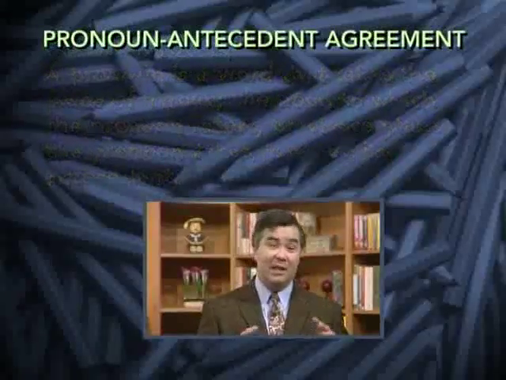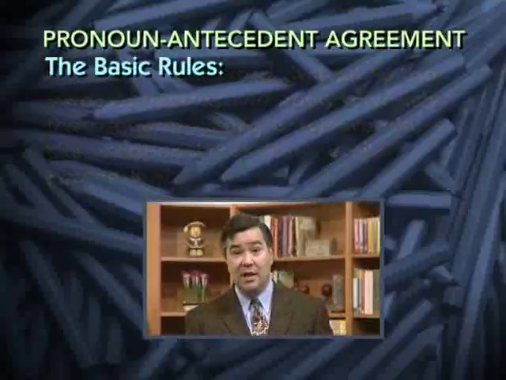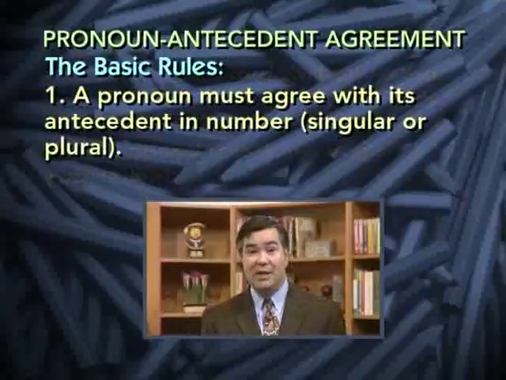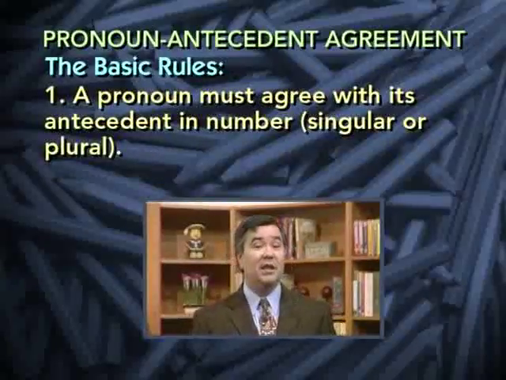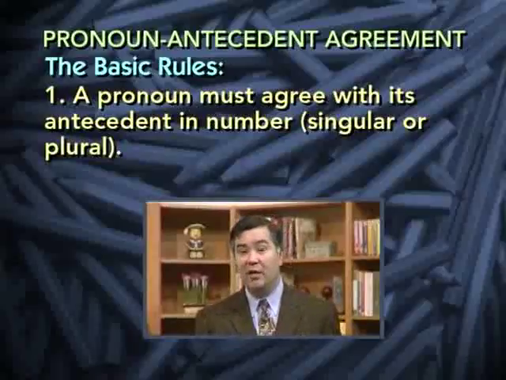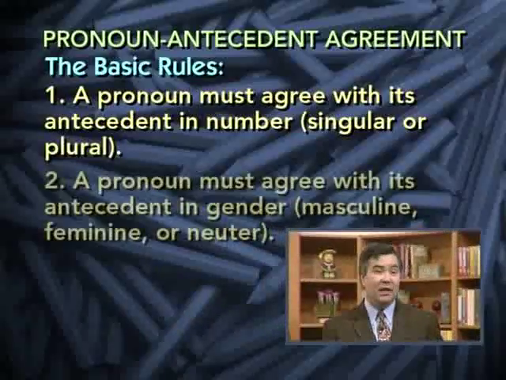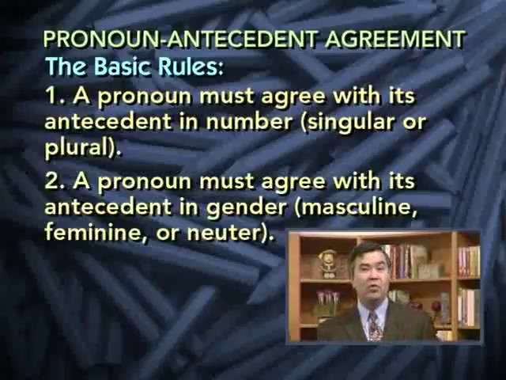Nonetheless, it's important that the pronoun and its antecedent match in a couple of ways. The basic rules are these. First, a pronoun must agree with its antecedent in number. That is, a singular antecedent requires a singular pronoun. A plural antecedent requires a plural pronoun. Second, a pronoun must agree with its antecedent in gender. By gender, we mean masculine, feminine, or neuter.